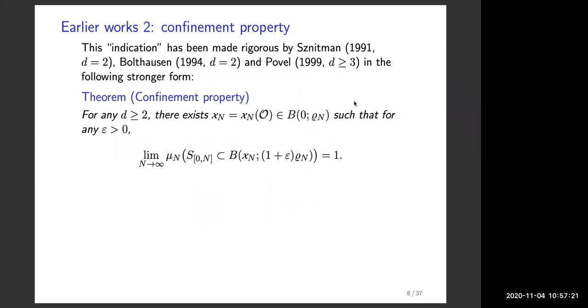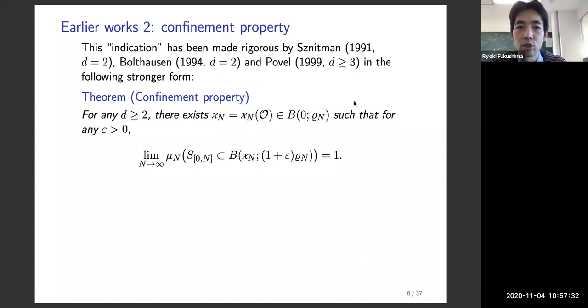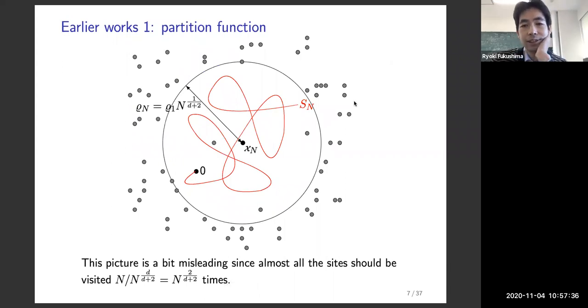Ryoki, if I may interrupt, sorry. Yes. One question is, there is no effect of the percolation phase transition, is it? The appearance of the giant cluster does not change anything in the... No, not at all. Not at all. Why? Because we are looking at the annealed measure. If you look at the quenched measure, it does matter, of course.